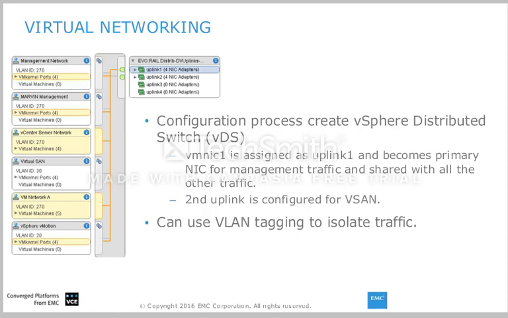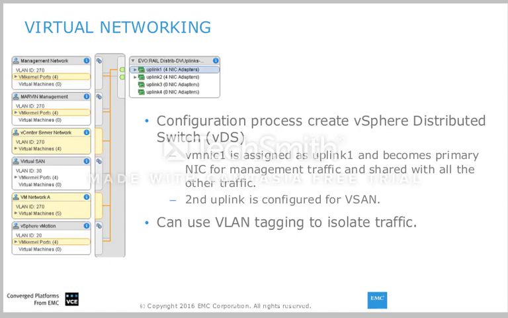In this example, VLAN ID 270 is used on the management network, vCenter server network, and Marvin management network port groups. VLAN ID 30 is used for a vSAN port group, and VLAN ID 20 is used for the vSphere vMotion port group.